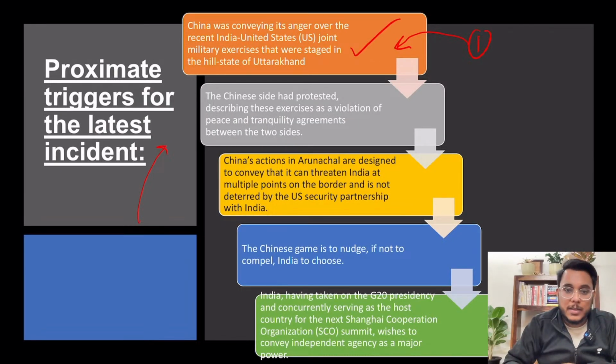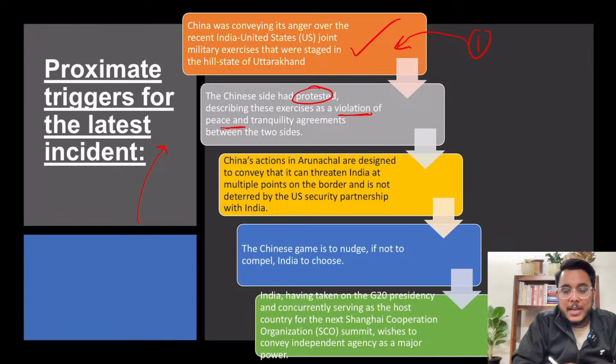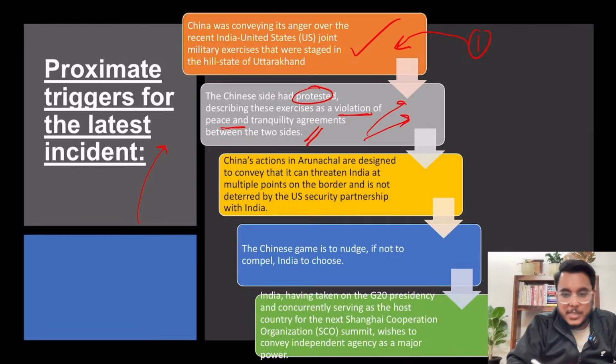Okay. The next thing that has happened is that China has already protested that the exercises happening around the LAC between India and USA will disturb the peace and tranquility agreements. And because India proceeded, now just as a reply, China is doing this particular thing.